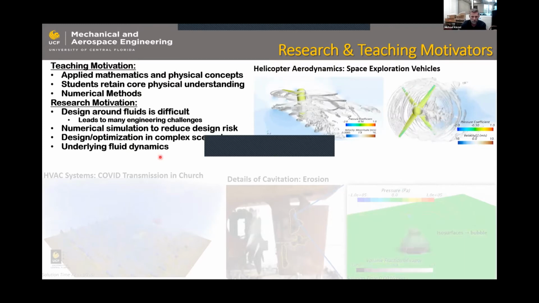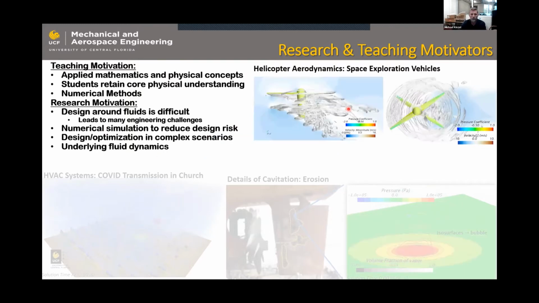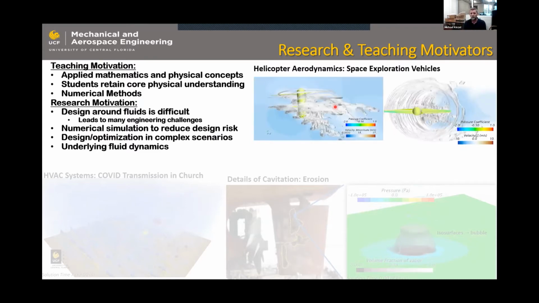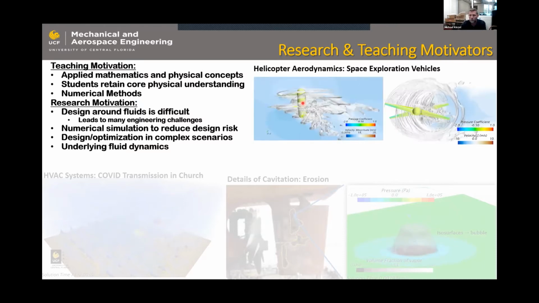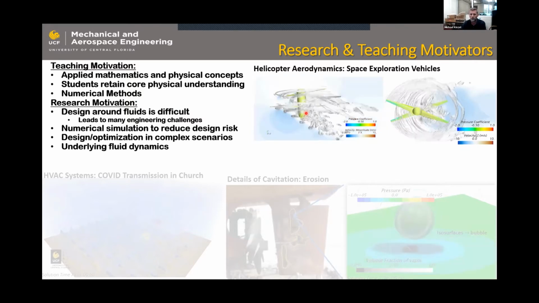Here's one shown in the top right, which is a helicopter rotor. This is actually two helicopter rotors counter-rotating. It relates to a space exploration vehicle, and we're using it to develop an understanding of some of the complicated features that are going to happen when we're on a different planet.